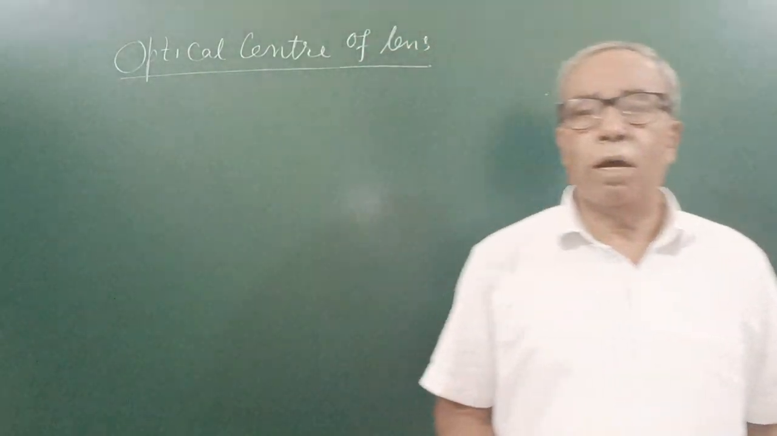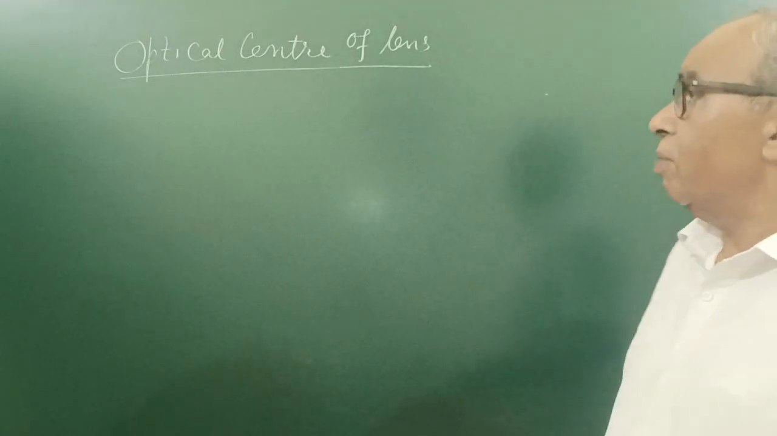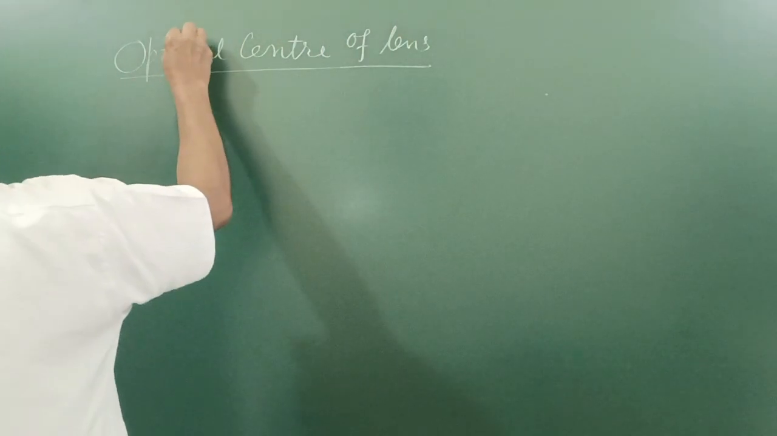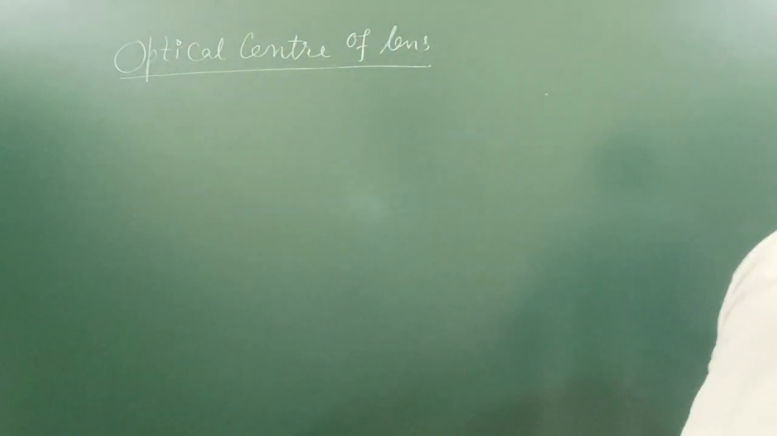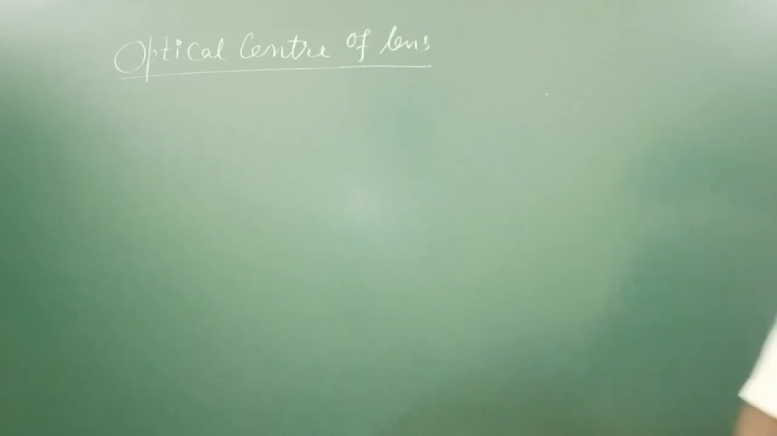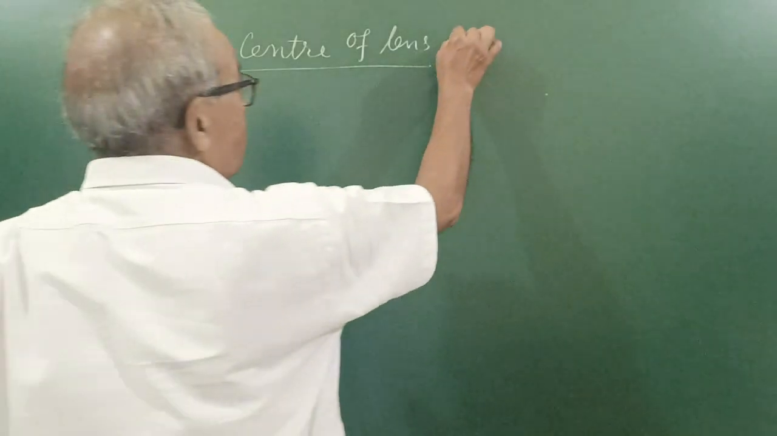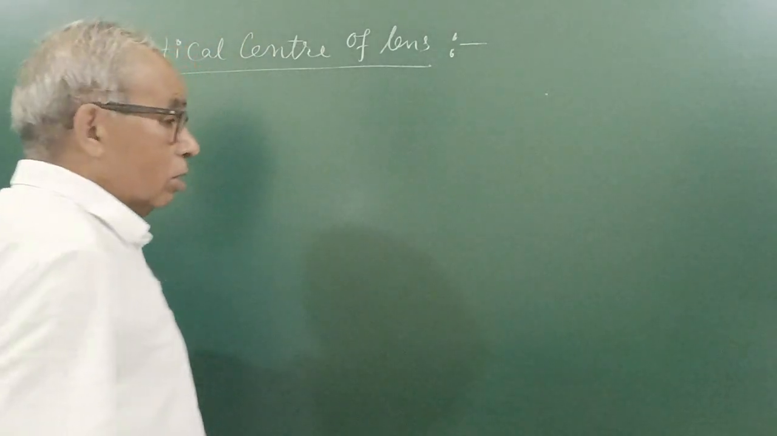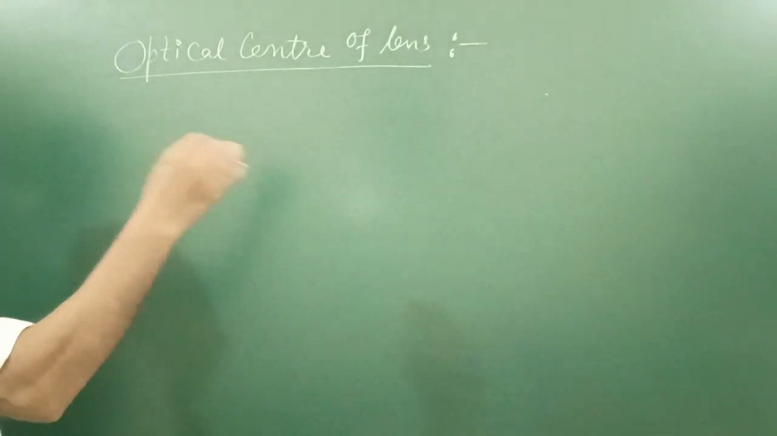Well, dear students, now I start some definitions about lenses again, and the first definition is the optical center of lens. This topic is not written in every book, even in NCERT. No mention of this topic is there, but the topic is important and generally misunderstood by everyone, I have noticed. So simply I can say, by definition, and then I will draw diagrams.